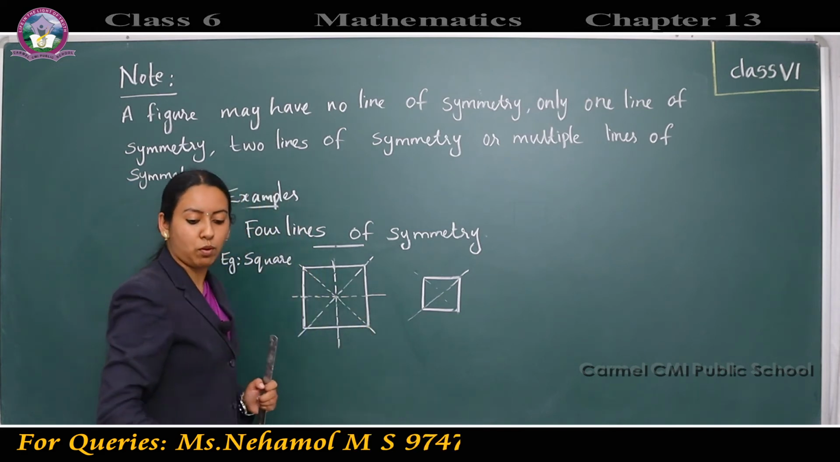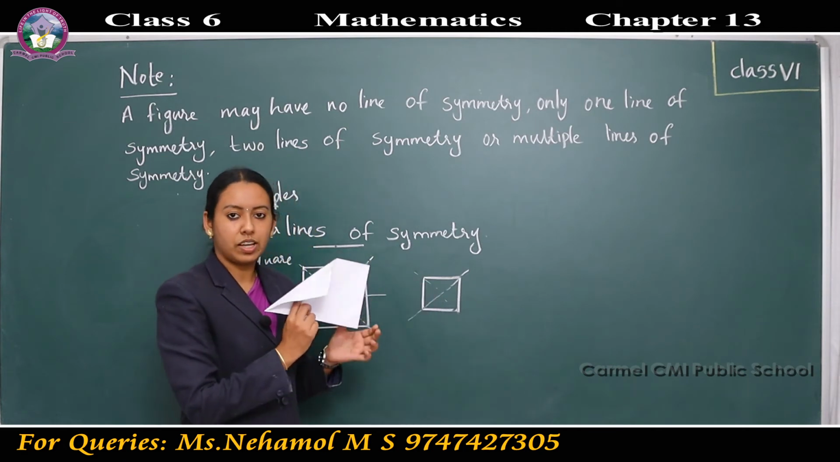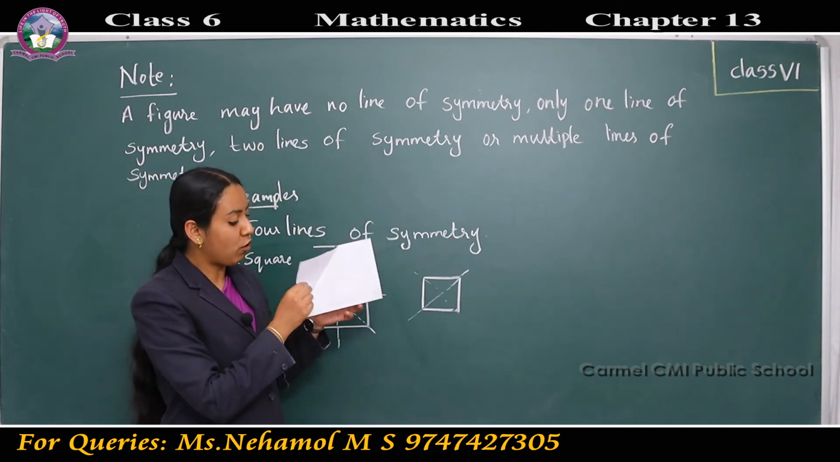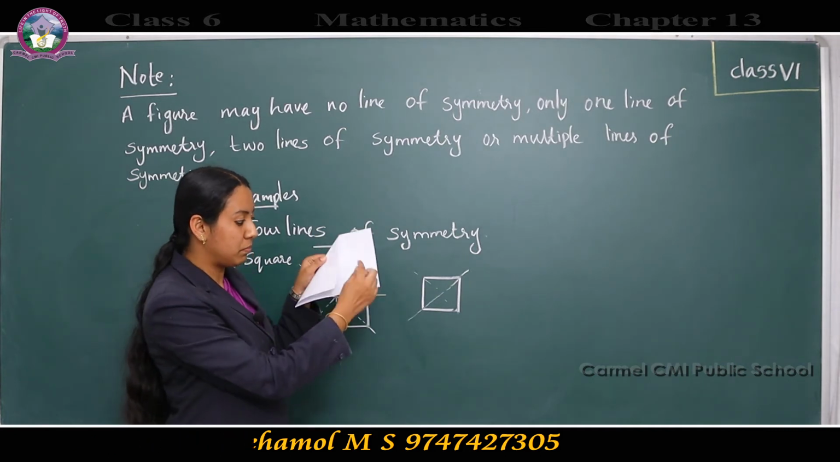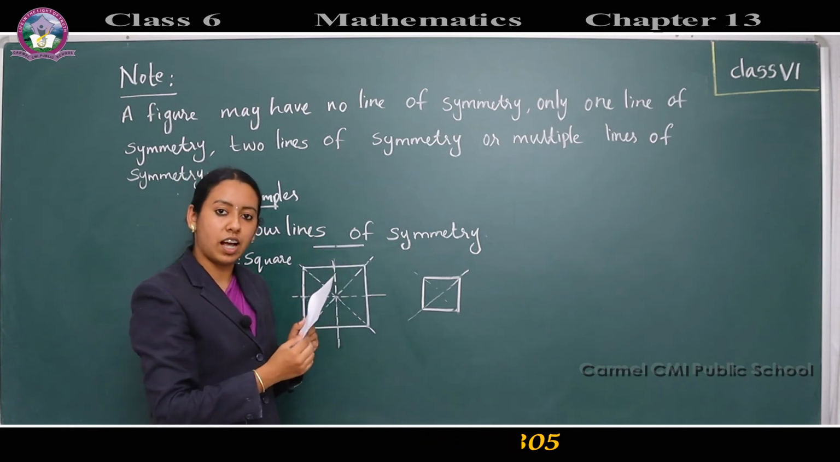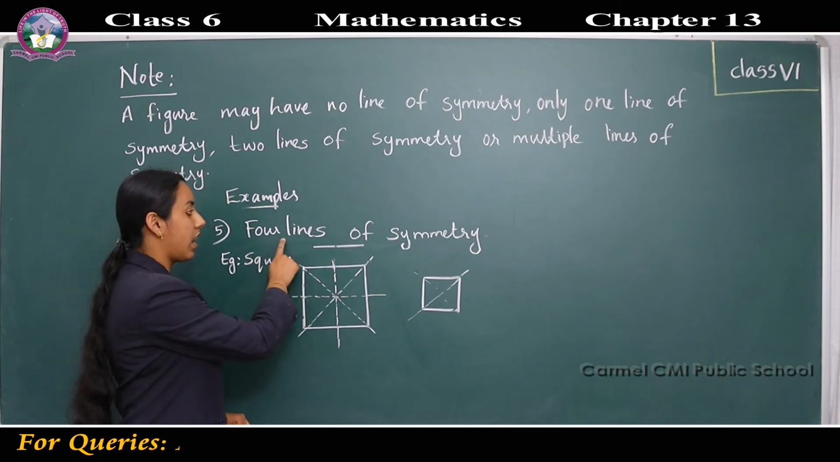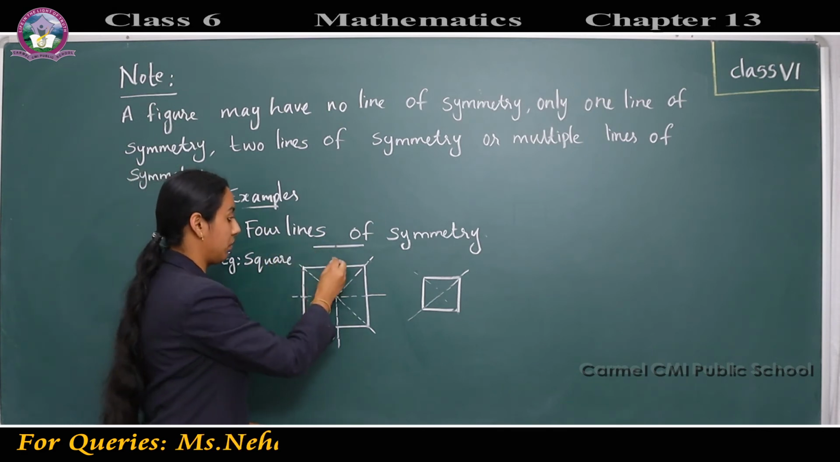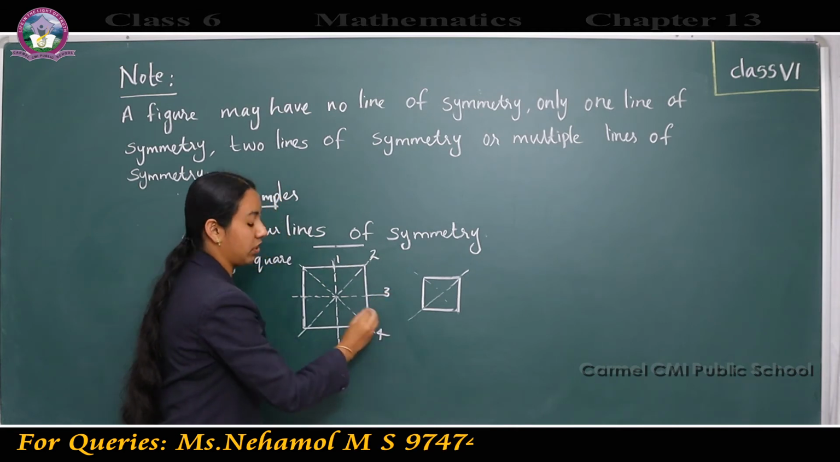And this is not possible for a rectangle. Why? This is a rectangle. If we fold the paper diagonal wise, some part will remain. So for a rectangle, it has only two lines of symmetry, and for a square, it has four lines of symmetry. First one, second one, third one, fourth one.